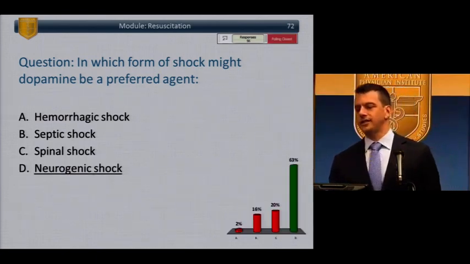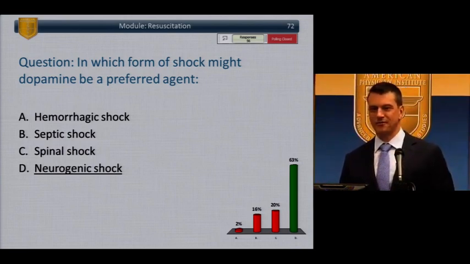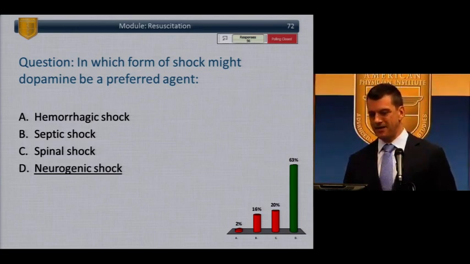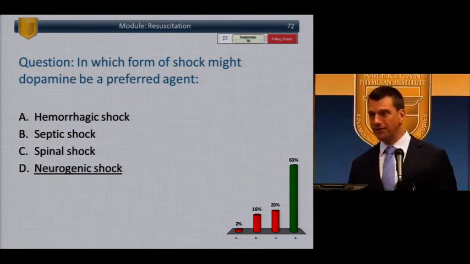That's correct. Neurogenic shock. Again, dopamine has some chronotropic effects, and that's what you're using it for. Dopamine really is almost never used as a pressure agent anymore, but of all of them, it does have that effect of causing some tachycardia, which is a lot of the reasons we don't use it for other things. So in a neurogenic shock case, it may be helpful.